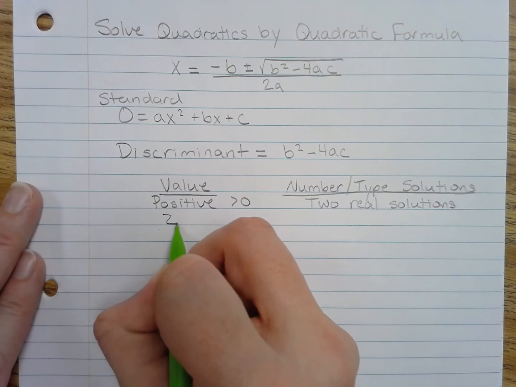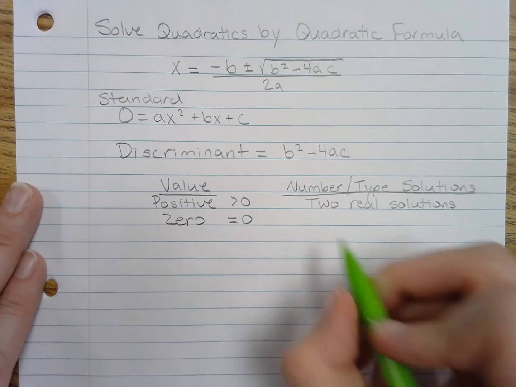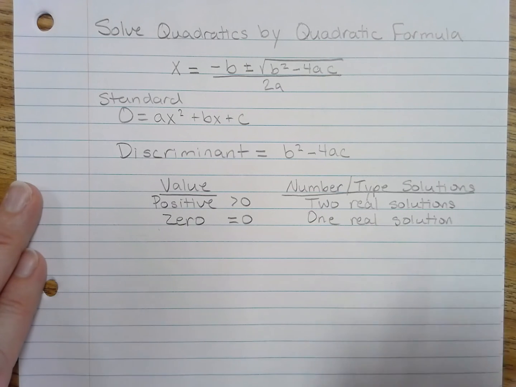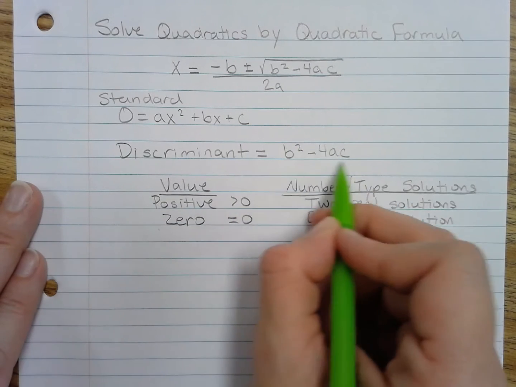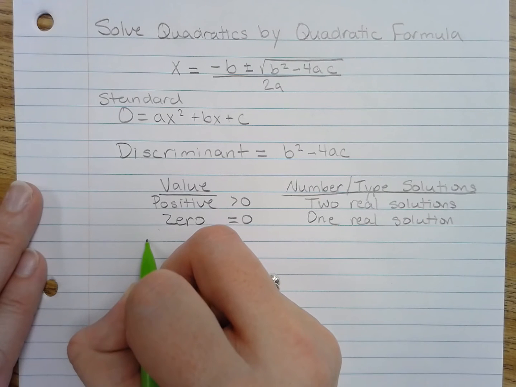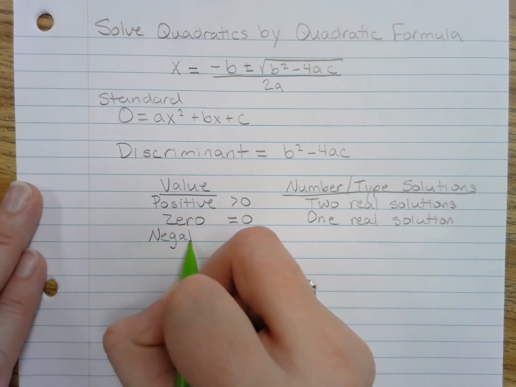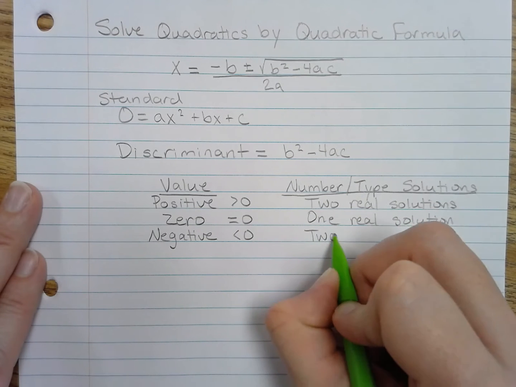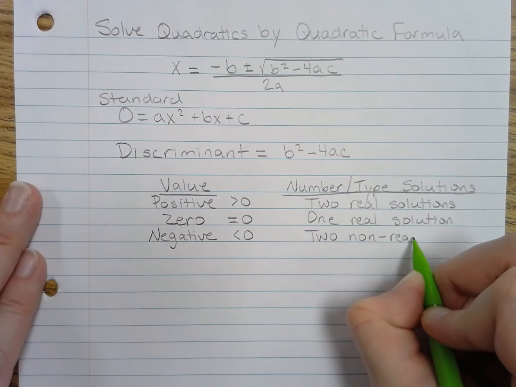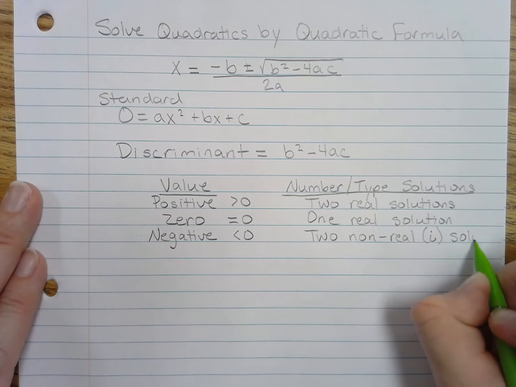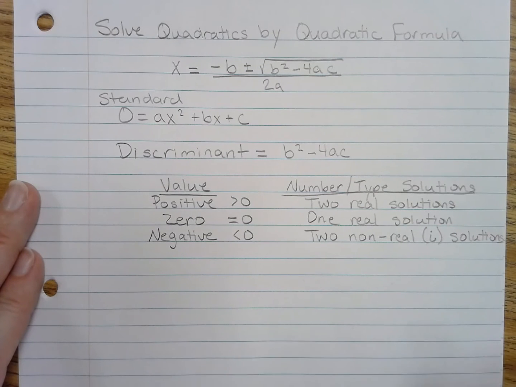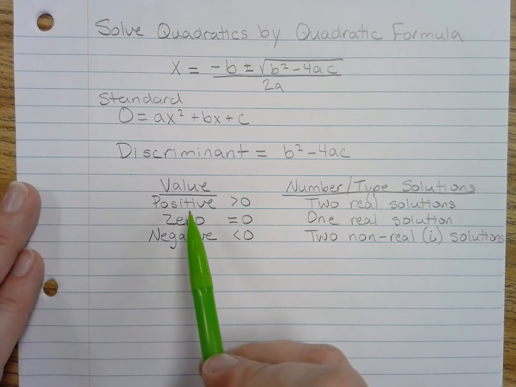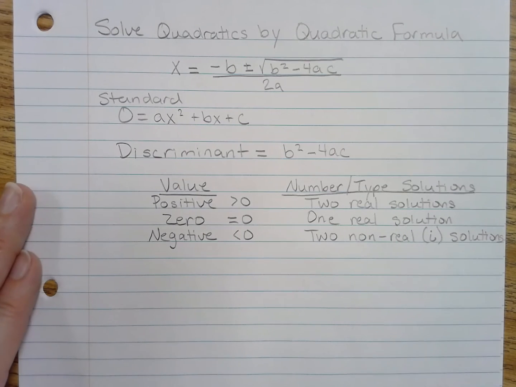If the value of the discriminant equals 0, then that means we have one real solution. And then finally, if the value of the discriminant, remember we're talking about this b squared minus 4ac, if that value comes out to be negative, then that means it's less than 0. We would have two non-real, which is those imaginary solutions. So we will actually not be finding any of these solutions in this video. We're just going to be focusing on the discriminant and talking about the value and what it means for the solutions. Let's relate that to some graphs.